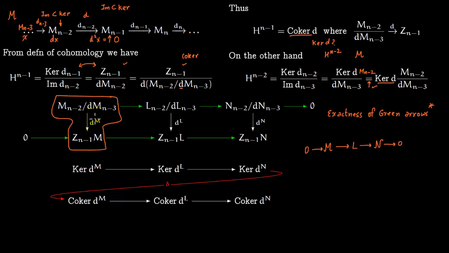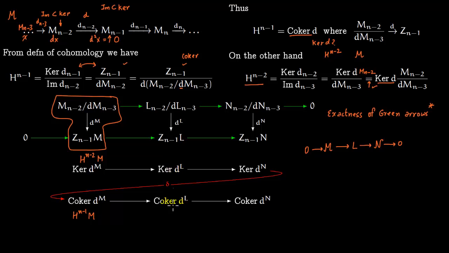Then you have the kernel of dM, kernel of dL, kernel of dN, cokernel of dM, cokernel of dL, cokernel of dN. So just the snake lemma. But now you know the kernel of dM here, the kernel is right here, H_{n-2}. The kernel we said is H_{n-2}, so this is H_{n-2} of M. The cokernel is H_{n-1}, so this is H_{n-1} of M.